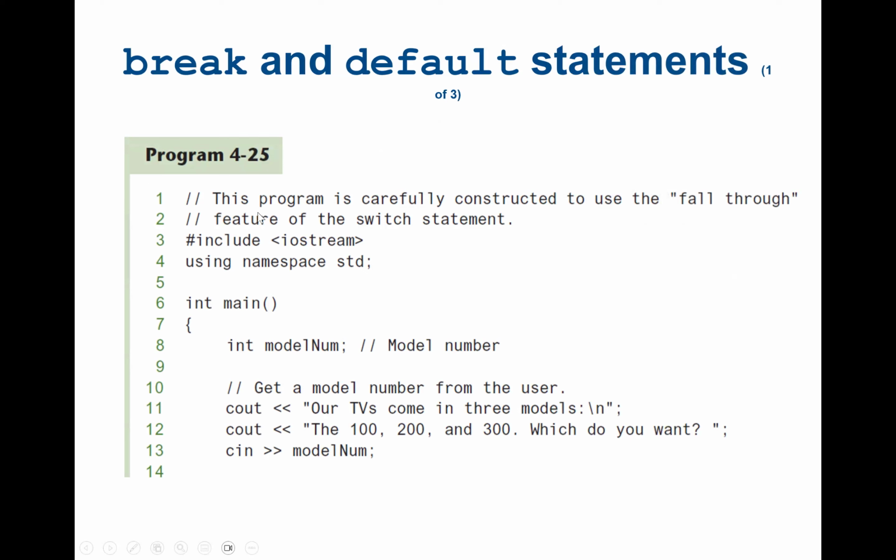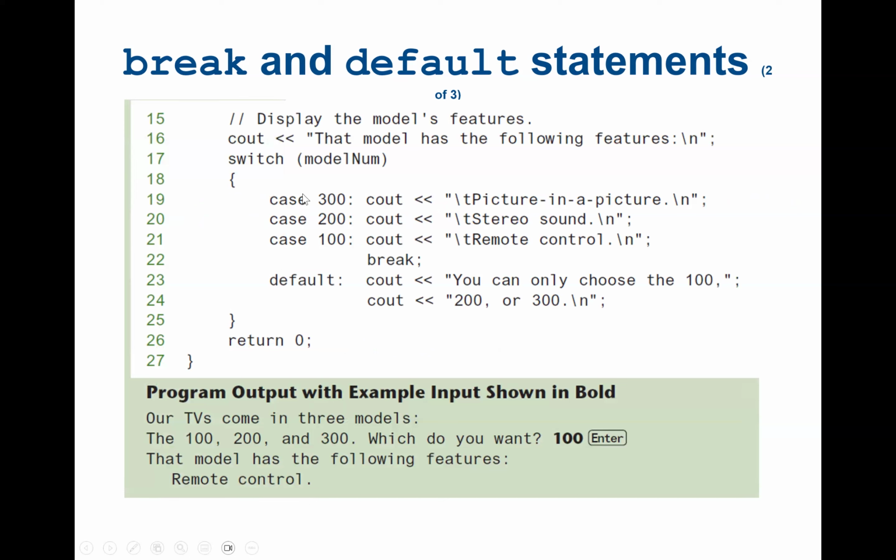So this is another example. This program is carefully constructed to use the four features of the switch statement. Here we have the normal include iostream, using namespace std. In our main function, we declare the variable modelNum. Now we tell the user to get the model number for us. So cout: our TV comes in 3 models, 100, 200, and 300. Which do you want? So the user may enter the model number. Then we are going to check if the model has the following features.